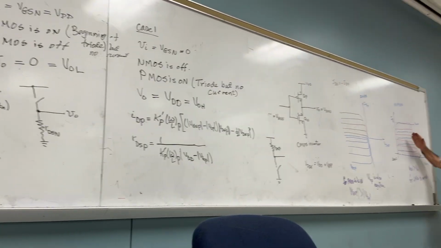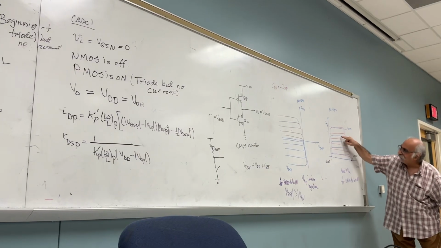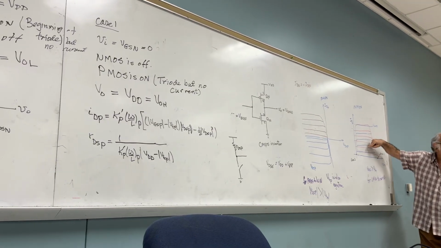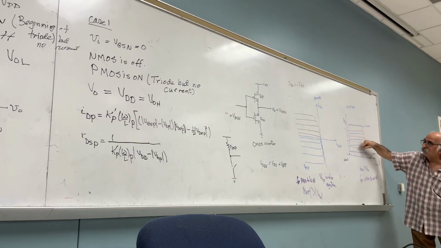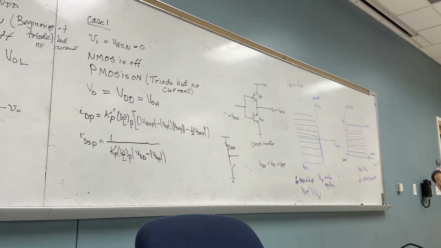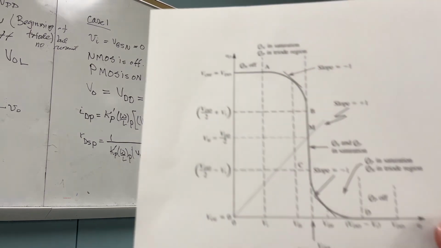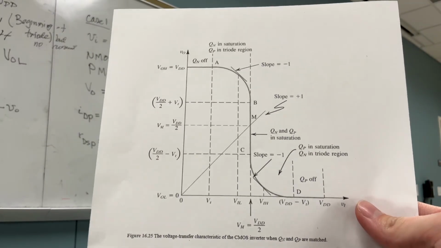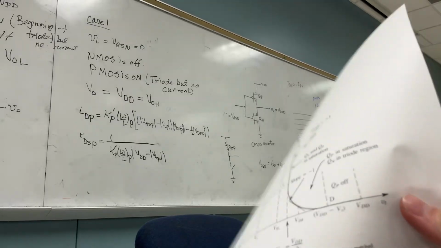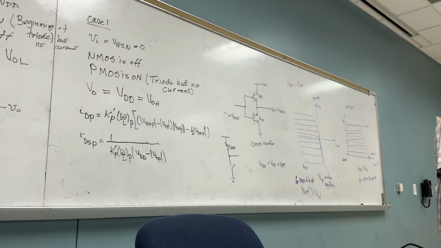Going this way. You follow me or not? What would I reach? This region. What can you tell me about this region? They're both saturated. Did you get it or not? Where is it here? Show it to me. The vertical. QN and QP are both saturated. Is the current the same? The current is the same. Do you follow me or not?